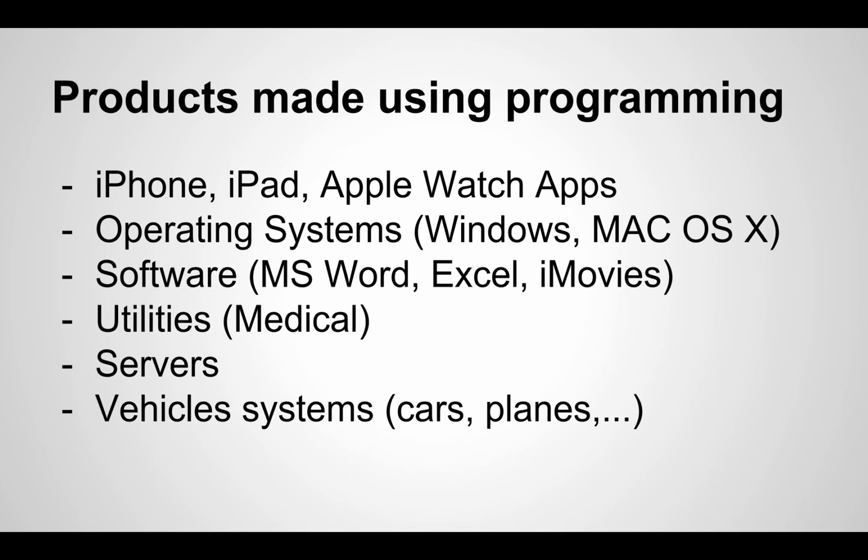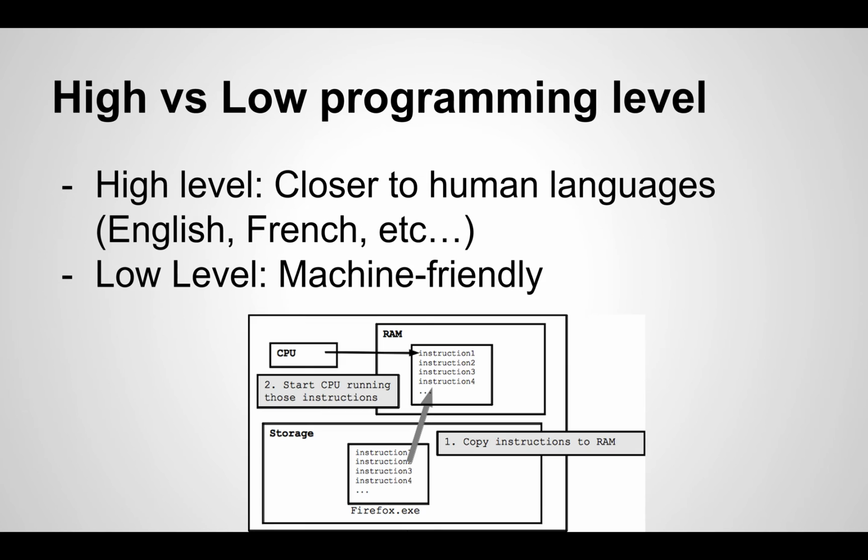And vehicle systems, just like what you use for cars, such as an acceleration system to know when to automatically change the speed of the car or when to turn on the lights or not, in planes as well, and so on. So there are two different types of levels of programming. There's more than this, but it's basically high level against low level programming.